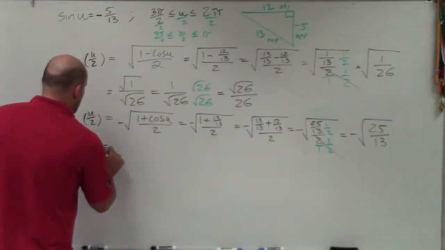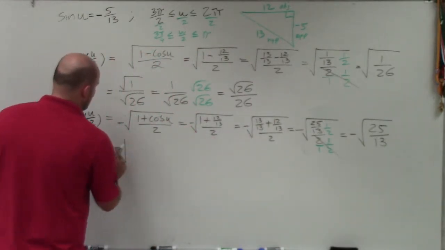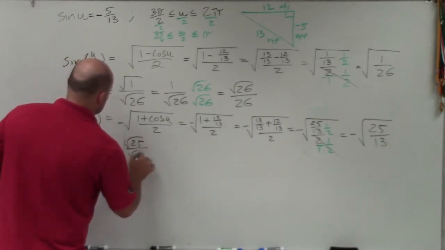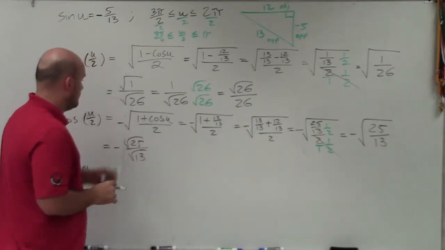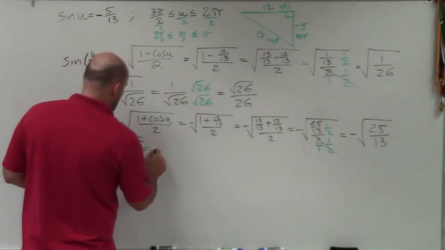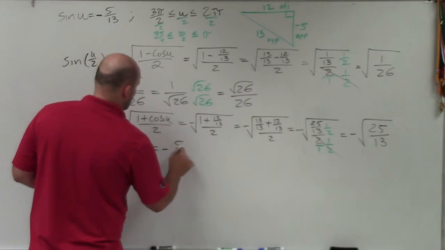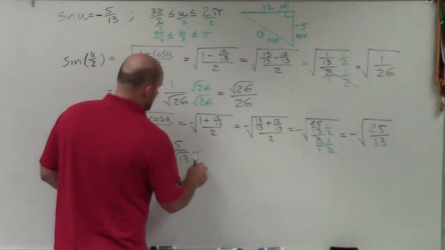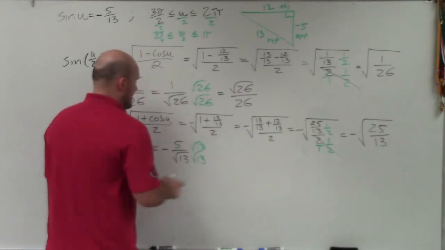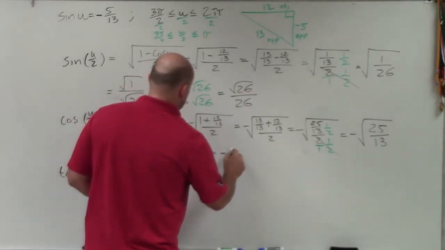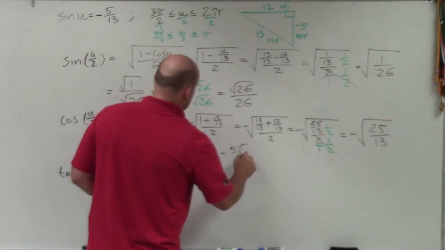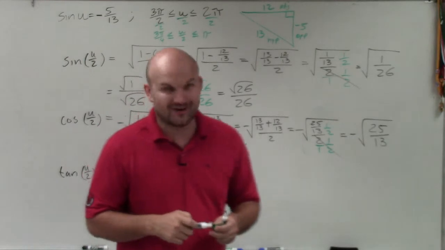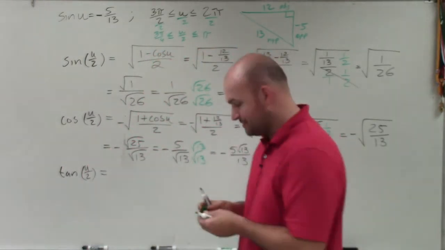OK, good. Then I go and break it up just like I did before. I'm going to take the square root of the numerator over the square root of the denominator. Well, I can take the square root of 25. I cannot take the square root of 13, so I'm going to leave that as is. However, I can rationalize the denominator. And by doing that, I now obtain negative 5 square root of 13 divided by 13. And I cannot simplify that any further. So that's going to be my final solution there.